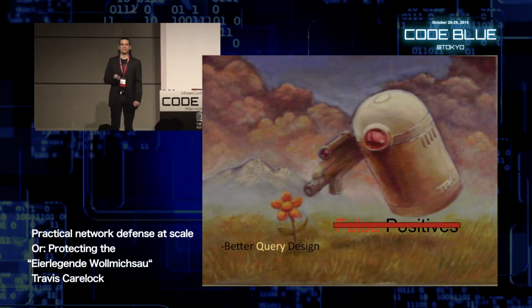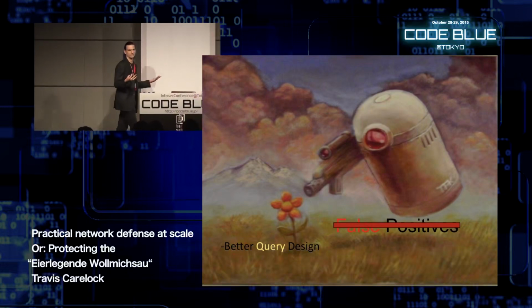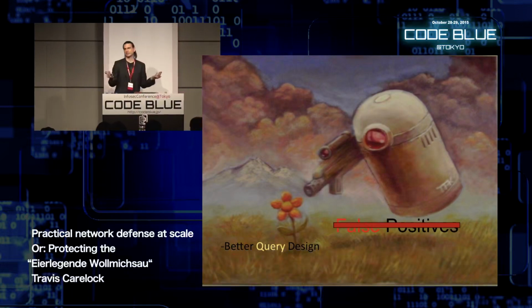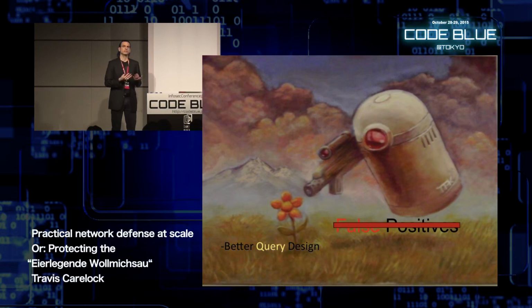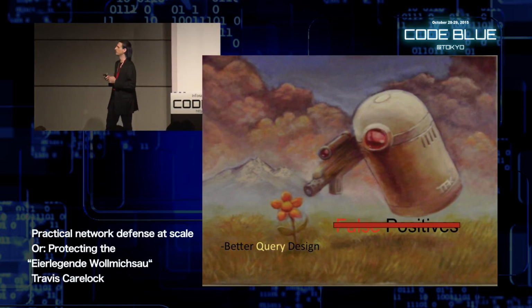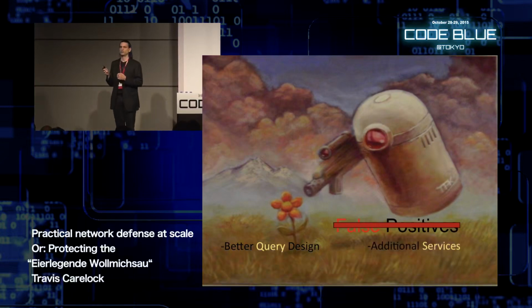First, you can think about better query design. Instead of just asking a simple question, build your query strings with ANDs and ORs, that sort of thing. Or take into account whitelists so that certain edge cases are taken into account. But generalize, think about how you're asking the query. In addition, you can query additional services that can tell you if that was an anomaly or not.